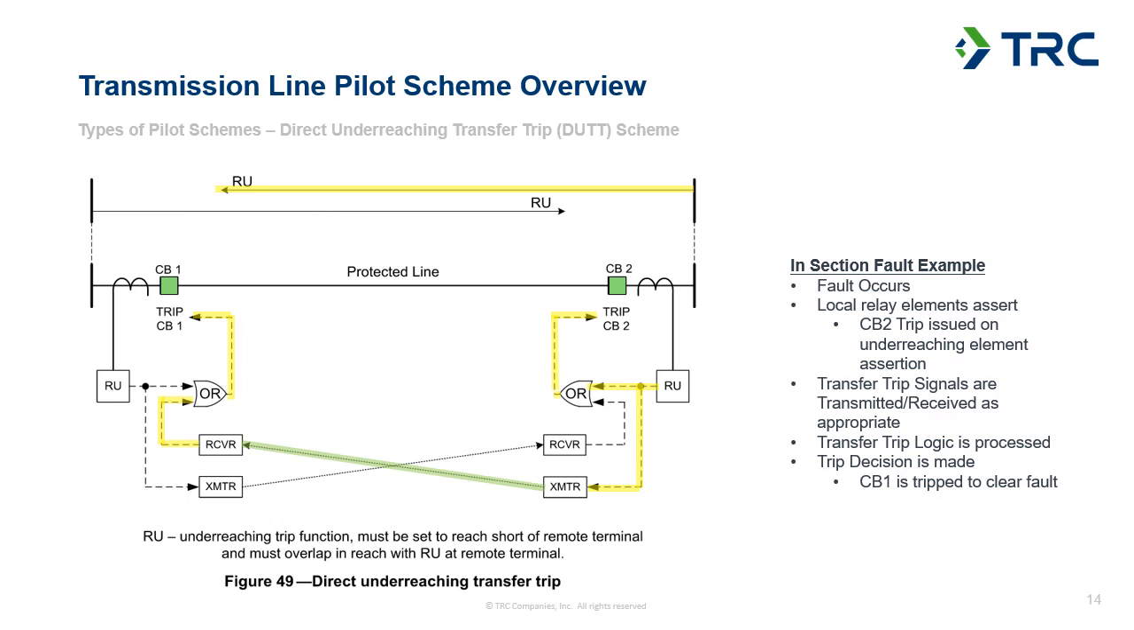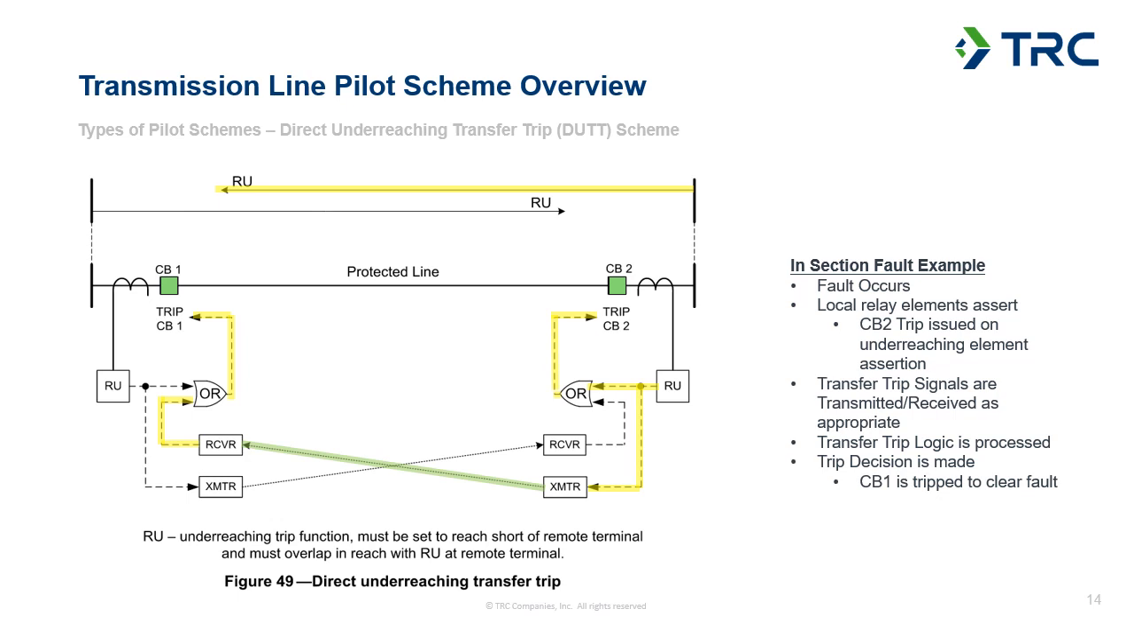If you had a bus fault at either of the buses, neither of the underreaching elements is going to see the fault. So none of the protection related to this scheme is going to detect the fault at all, and none of the logic will process.